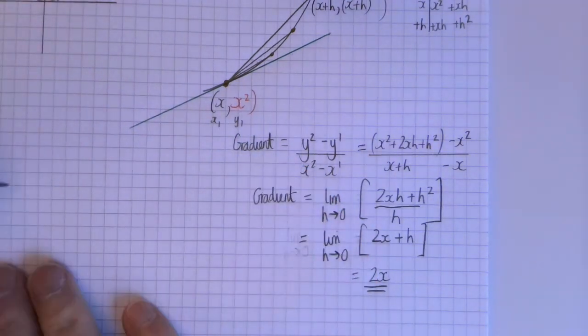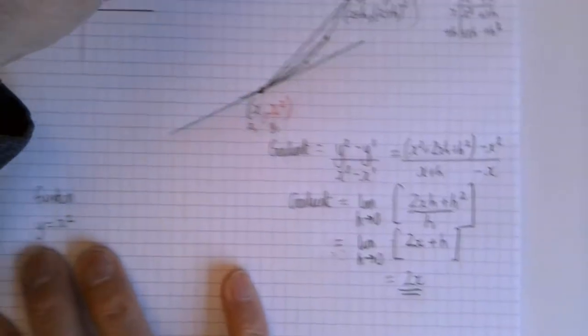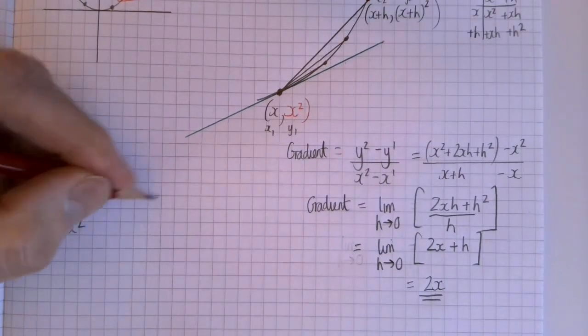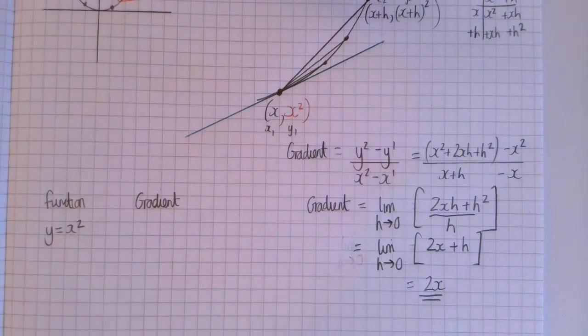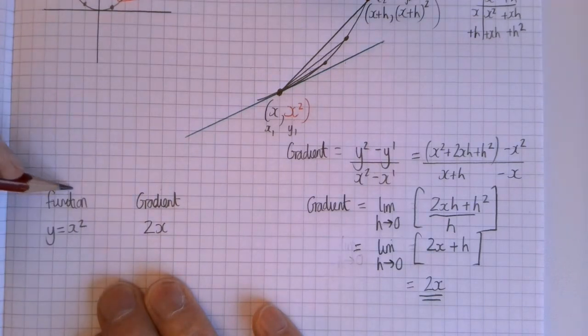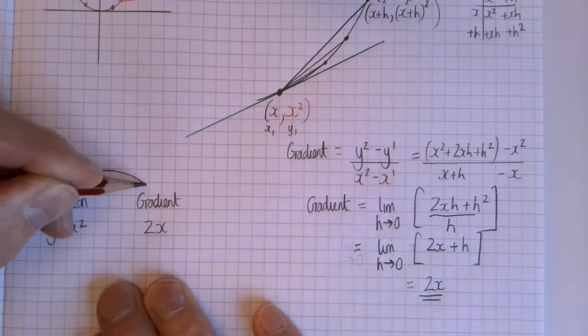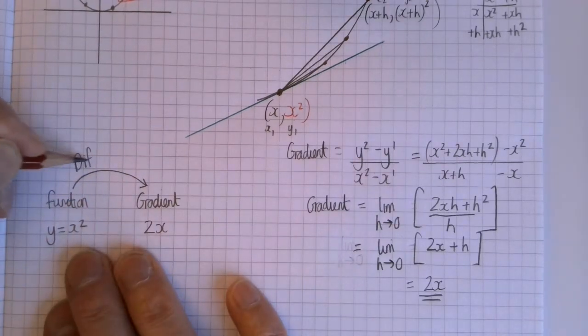So we've got a function, y equals x squared, and we've got a formula for the gradient. It's not a fixed number, is it? Because we've got a gradient that varies with a curve. So it's not like a straight line where the gradient's always the same. The gradient varies, but the formula is 2x. And this process of taking a function and working out a formula for the gradient is called differentiation.